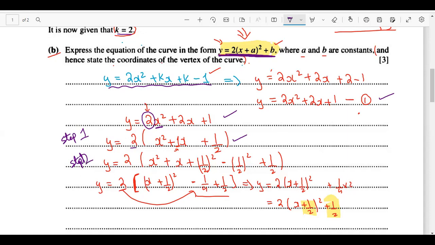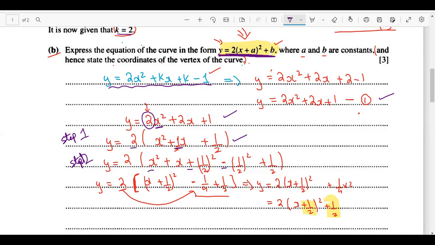Just follow the coefficient of x. This is the coefficient of x, it is 1. Half the coefficient of x would become 1 by 2. Now you need to add and subtract the square of 1 by 2. Okay, this is what we did.